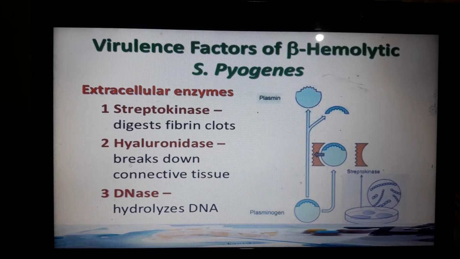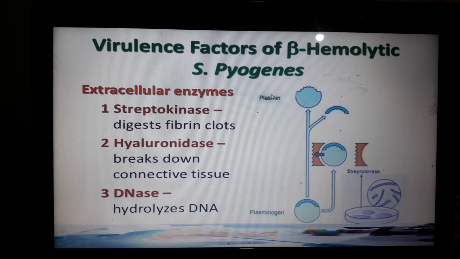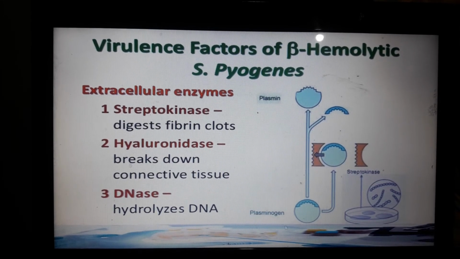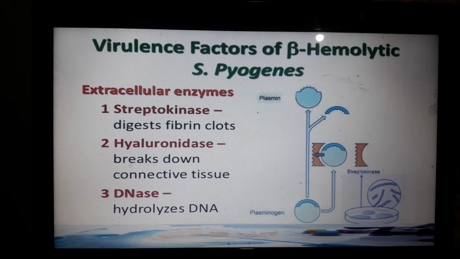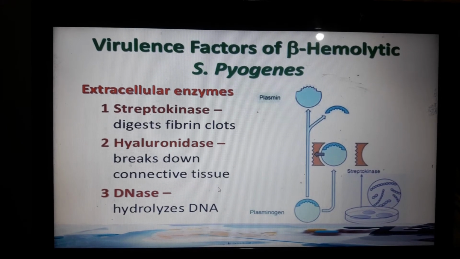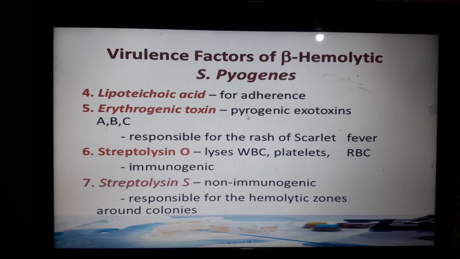So it will cause damage to the DNA structure of the host cells, and then it will affect the multiplication and growth of the host cells. Usually in pyogenes there is plasmin, from plasminogen, which is triggered by binding with the streptokinase enzyme. That is the plasminogen. We have lipoteichoic acid for adherence.